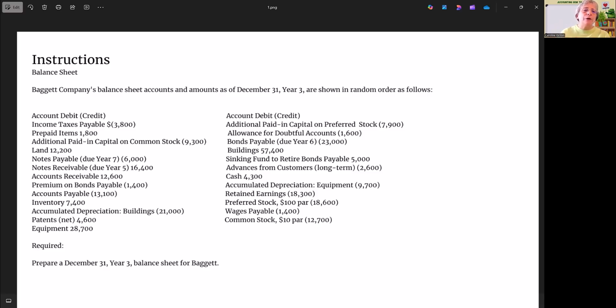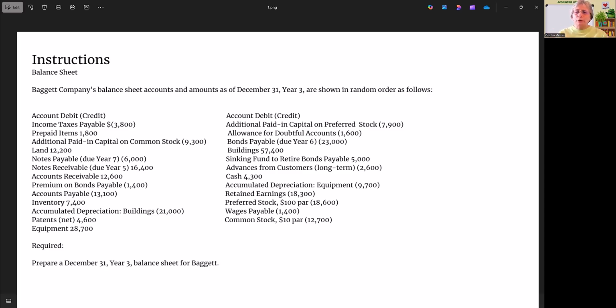Now it's also giving us an extra little Easter egg here. It says account debit and in parentheses credit. What this is telling us is that if this account has a normal debit balance, like an asset does, it's not going to have parentheses. If it's a normal credit balance, like a liability, it's going to have parentheses so that you know that this is a credit balance. Now, if you know your account types and you know the normal balances, link in the description, then you're going to be in much better shape for putting together this balance sheet.